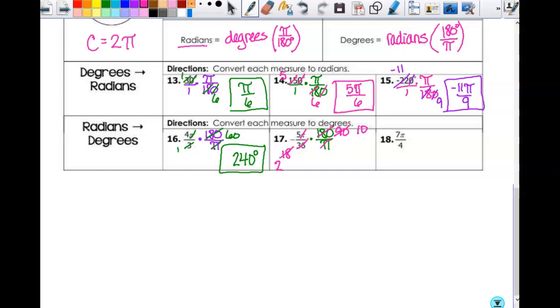Can I reduce again? Yes. 1 and 5. So in the end, what is my answer? Negative 25 degrees. Because you have this 5 and this negative 5 right here that have to be multiplied together. Okay. All right, so go ahead and do number 18 on your own.